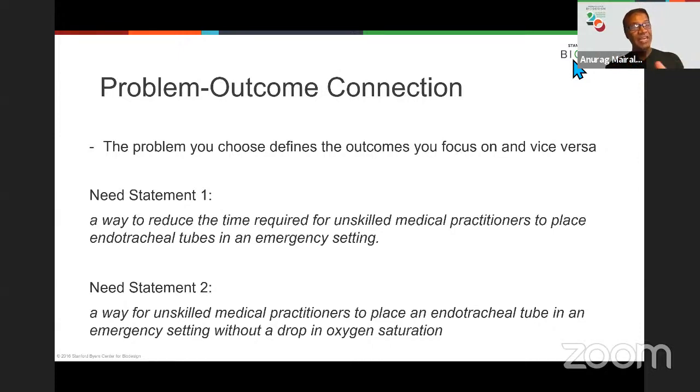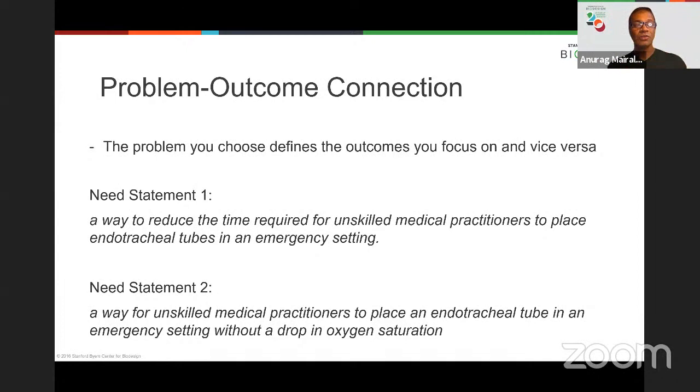But that same need area, or same general need, is actually restated in another need statement: a way for unskilled medical practitioners to place an endotracheal tube in an emergency setting without a drop in oxygen saturation. So outcomes is what's different here. In the first case, the outcome was time required for placement. In the second one the outcome is drop in oxygen saturation. You want the drop in the oxygen saturation to be arrested within a certain band.